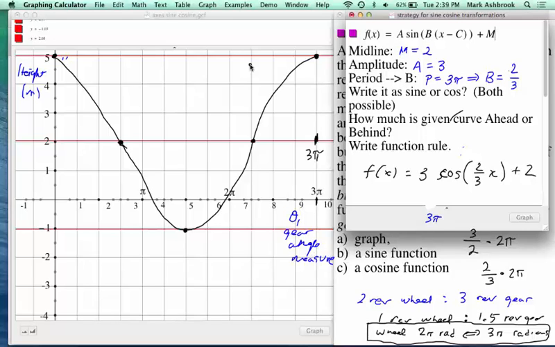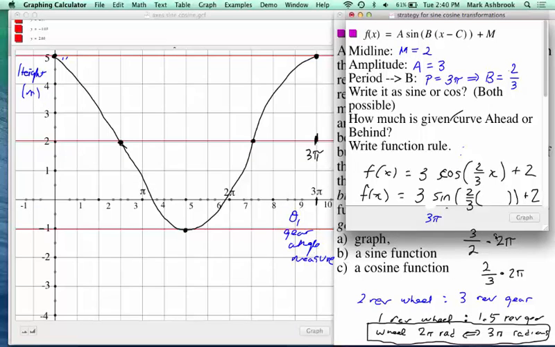Okay? So make sure the graph matches the situation, and then make sure your function matches the graph. And then you don't have to worry about, oh, it's height, so it's got to be sine. No, it can be cosine also. So how would you write it if you wanted to write it as a sine? Let's do it. So we want to write it as a sine. What do we do first? It's going to be the same amplitude, same coefficient for the period, same midline.